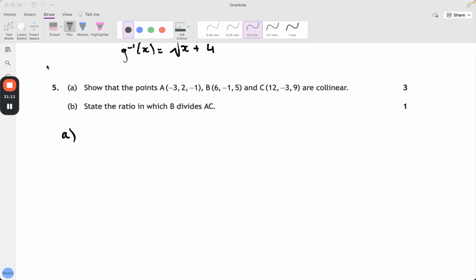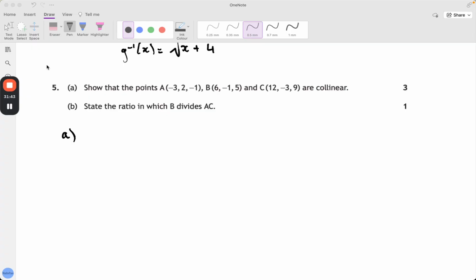Okay, so for question 5, we want to show that the points A, B and C are collinear. Because we've got x, y, z coordinates here, we're going to be talking about collinearity in terms of vectors, which is slightly different when you're talking about points on a line. So to show that these 3 points are collinear, we want to show that the vector AB is equal to some number times BC, and then that proves that they are parallel to one another if that's the case.